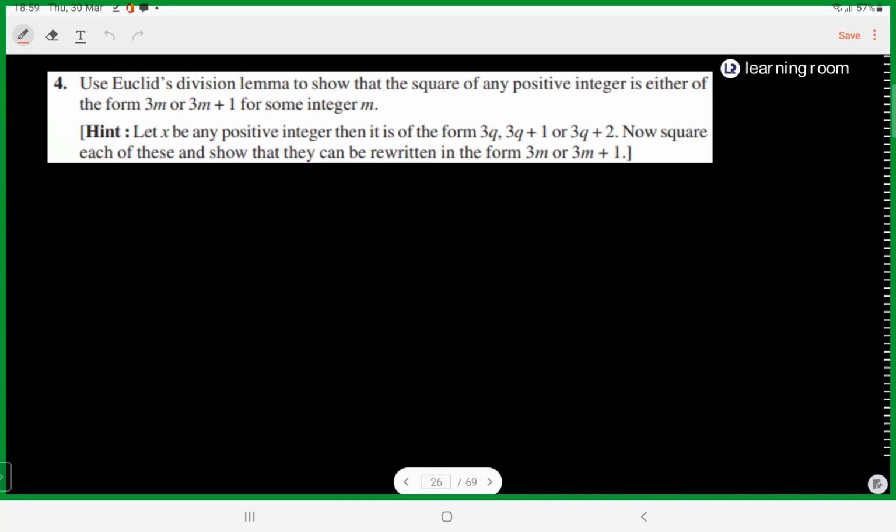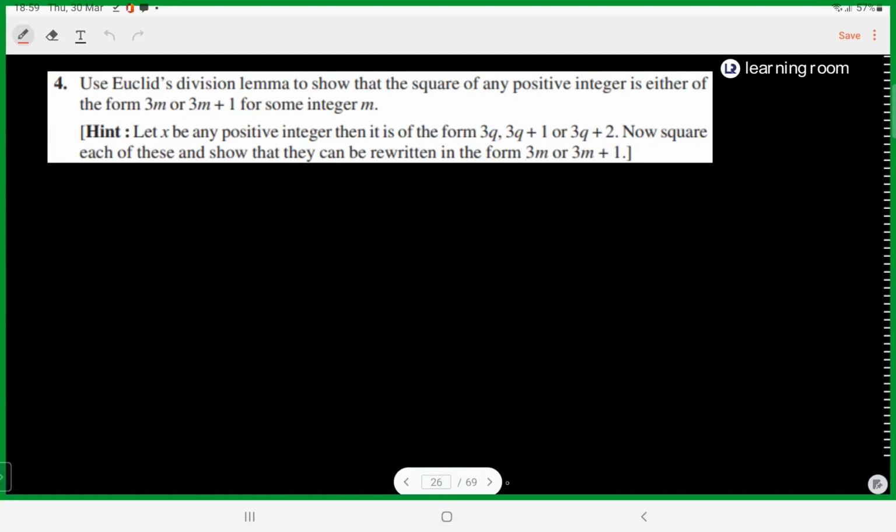Now they are not asking us for any positive integer. They are asking for the square of any positive integer, so you need to square it. For the case x equal to 3q, the square of 3q is 9q squared. You need to express 9q squared in the form of 3m or 3m plus 1. That's case 1. For 3q plus 1 also, you need to square it and express it finally in the form of 3m or 3m plus 1. Again for 3q plus 2, you square it and express it in the form of 3m or 3m plus 1.